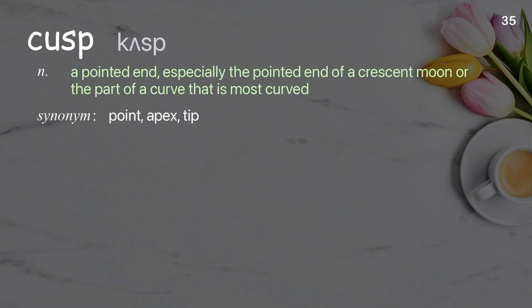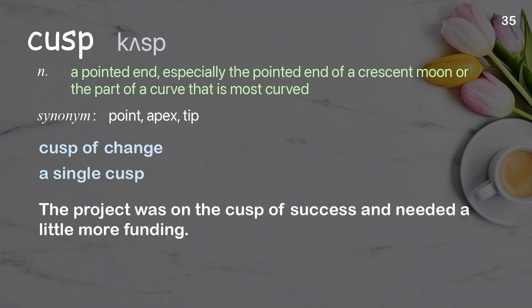Cusp. A pointed end, especially the pointed end of a crescent moon or the part of a curve that is most curved. Examples: cusp of change, a single cusp. The project was on the cusp of success and needed a little more funding.